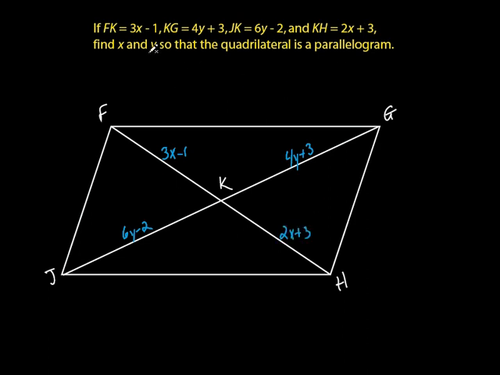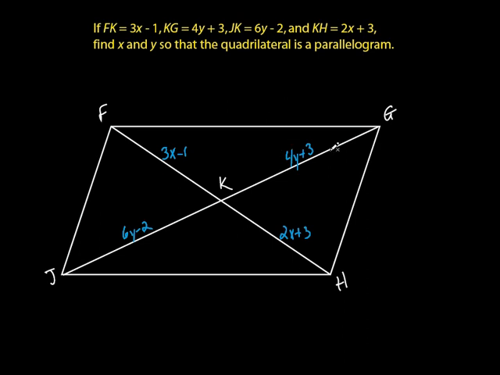Now, what's the question? It says find x and y so that this quadrilateral, remember, they don't tell us that this is a parallelogram, do they? But they say find x and y so that the quadrilateral is a parallelogram. So I want to figure out what x should equal and what y should equal in order to make this thing an actual parallelogram. Well, look what these lengths are. These lengths are the diagonals, or at least part of the diagonals of this quadrilateral. Remember, I don't know it's a parallelogram just yet. That's what I'm trying to figure out.